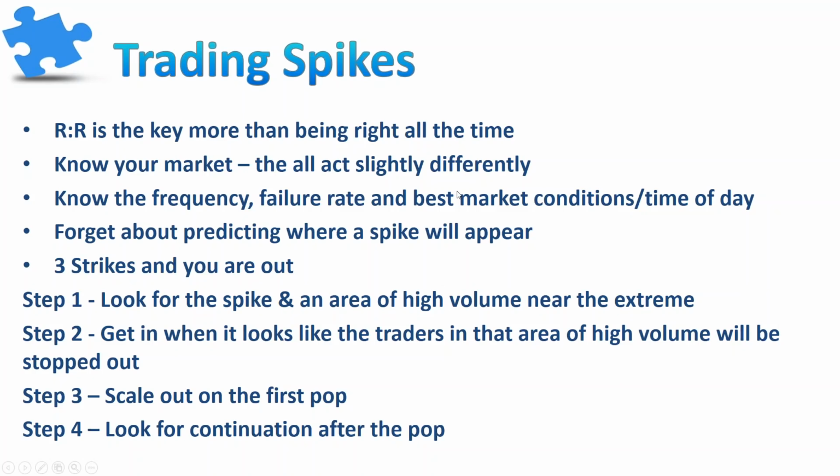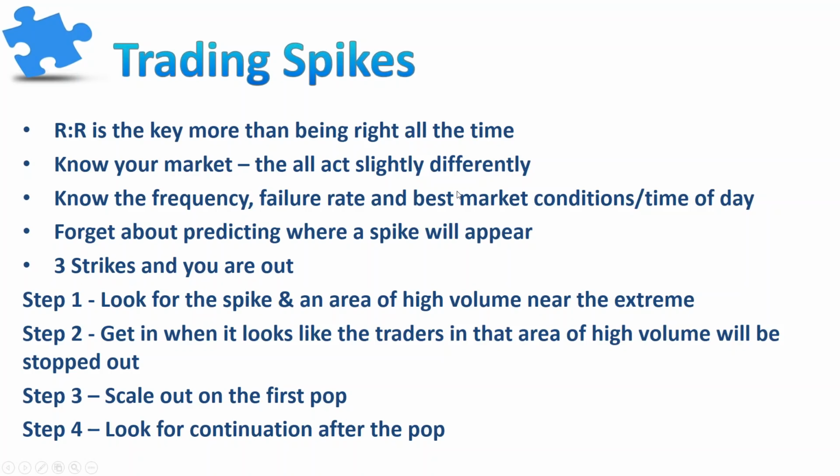Okay, to summarize. This trade is certainly not about being right all the time. It's about having a good risk-reward ratio. Now, each market does act a little differently. So you're going to have to focus on one market initially and get to know it well. For instance, DAX has a lot of spikes, but you've got to be really fast in catching them. Crude and gold are a lot more tame, so obviously there's going to be fewer opportunities, but they're going to be slightly easier trades. So before you trade this, get to know how the spikes operate in your market.